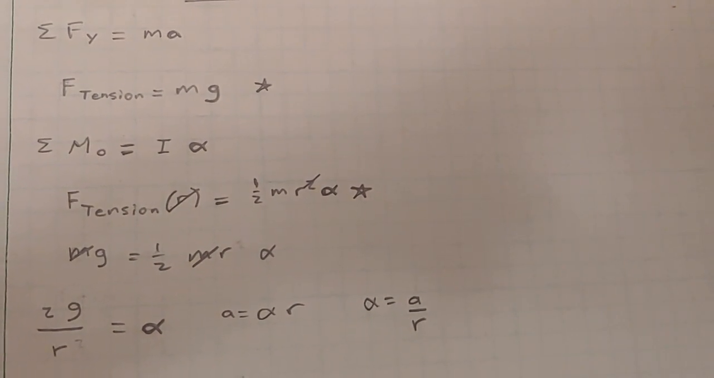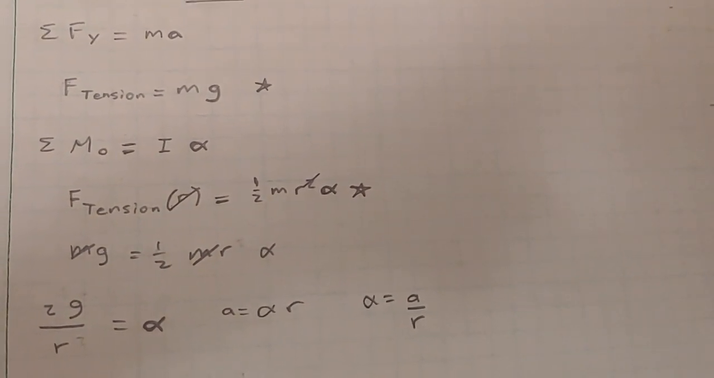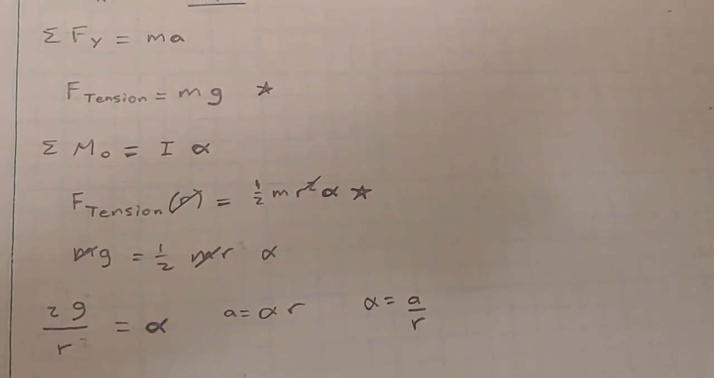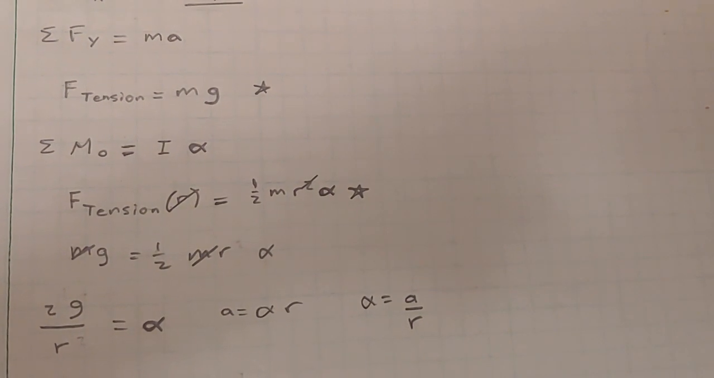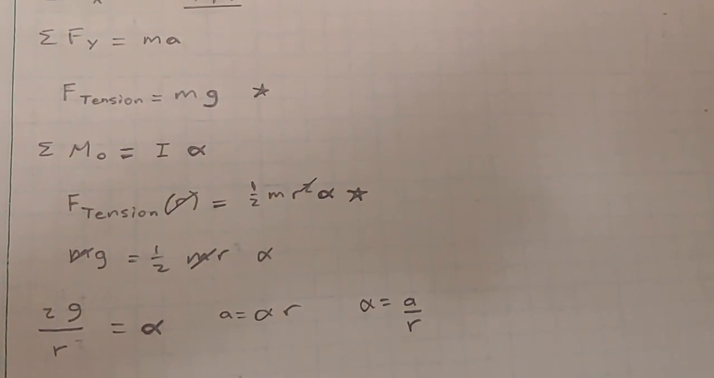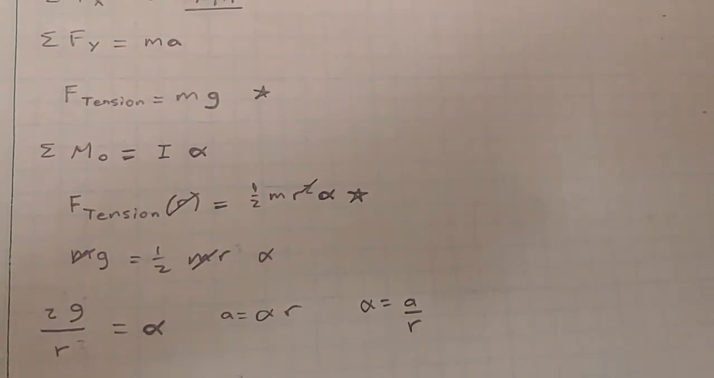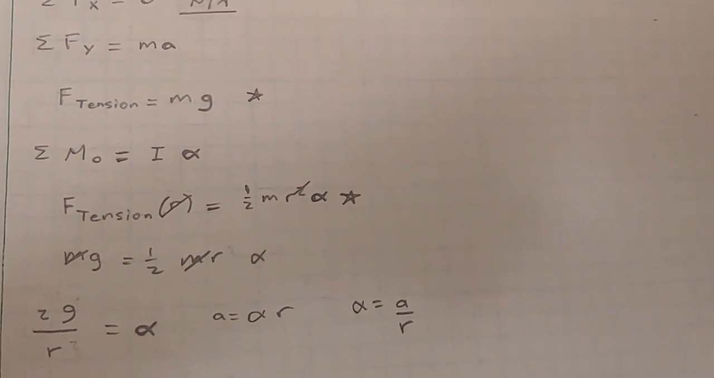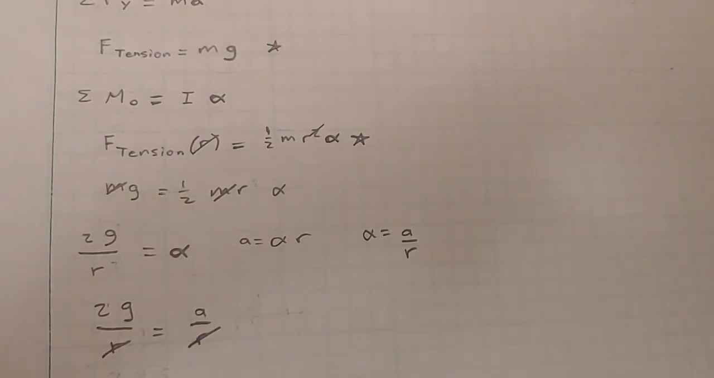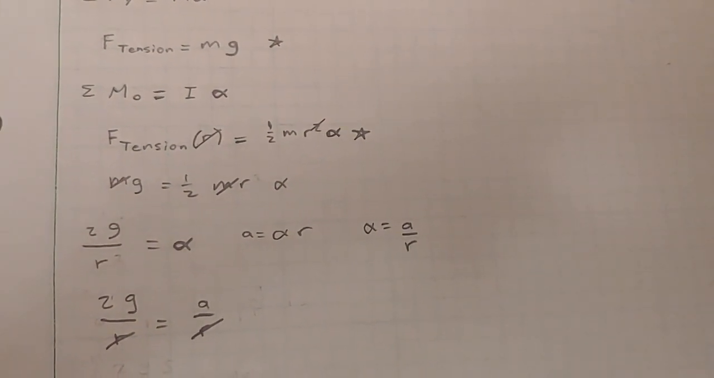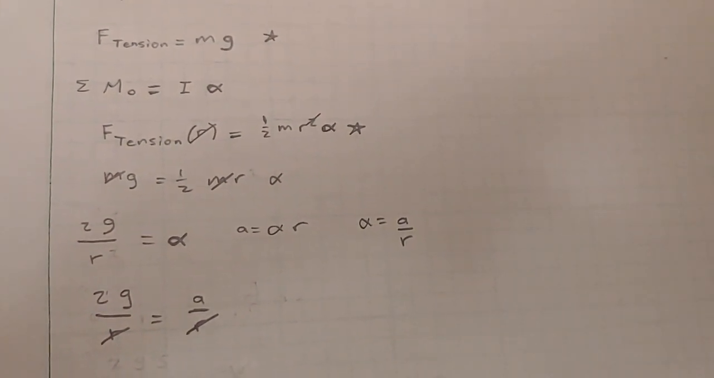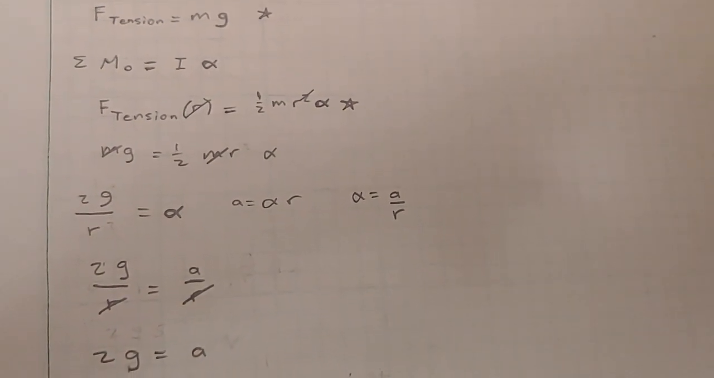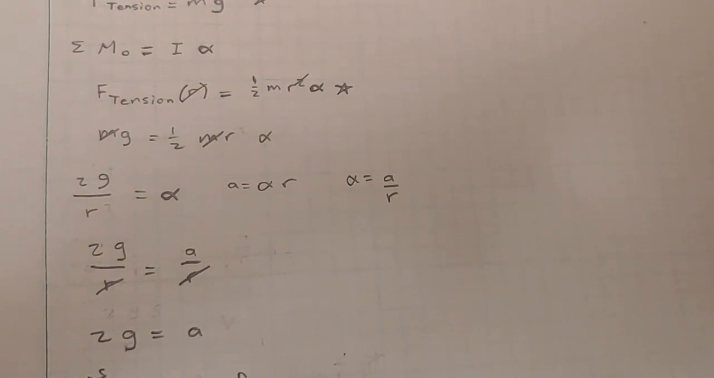Our linear acceleration, I guess tangential acceleration, is equal to the angular acceleration, so alpha times r. And we flop that around to alpha equals a over r. The r's cancel out after substituting the a over r into alpha, which gives us our 2g is equal to, I'm sorry, our 2g is equal to acceleration.